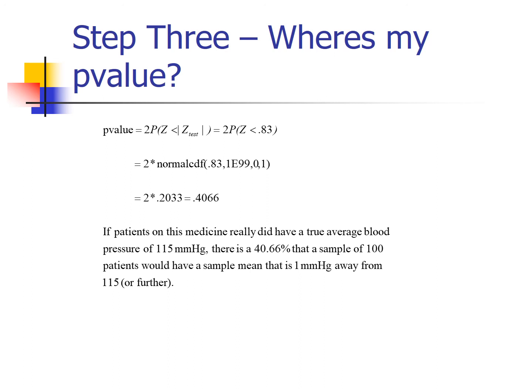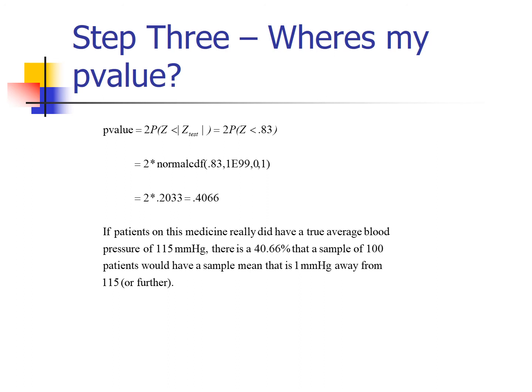I did put the correct normal CDF formula in there. That's 2 times normal CDF. My lower bound should be 0.83. In theory, there is no upper bound, so I put 1E99, mean of 0, standard deviation of 1. So I get 2 times 0.2033. I get a very large p-value of 0.4066.